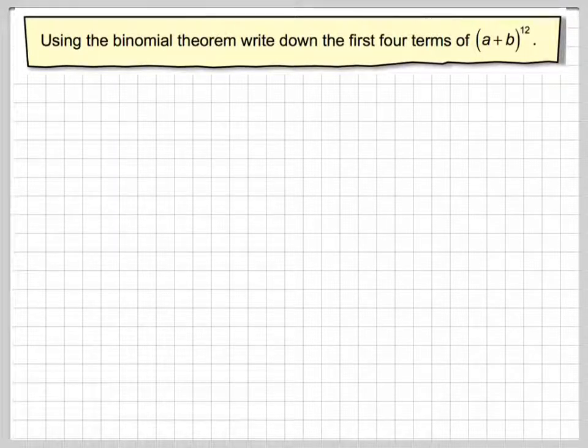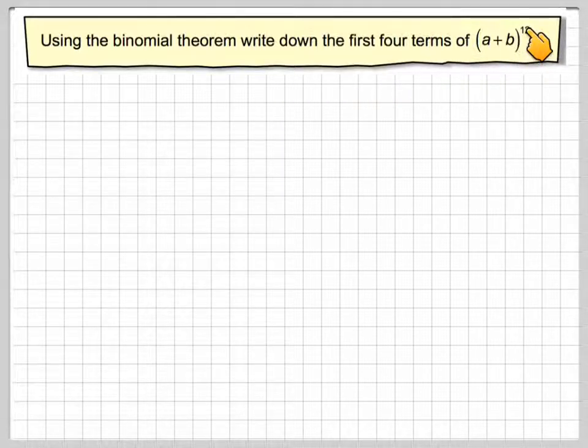Before watching this video, I'd recommend that you watch my video on permutations and combinations, because what we're going to do is try to write down binomial coefficients using combinations. So, using the binomial theorem, write down the first four terms of (a + b)^12.